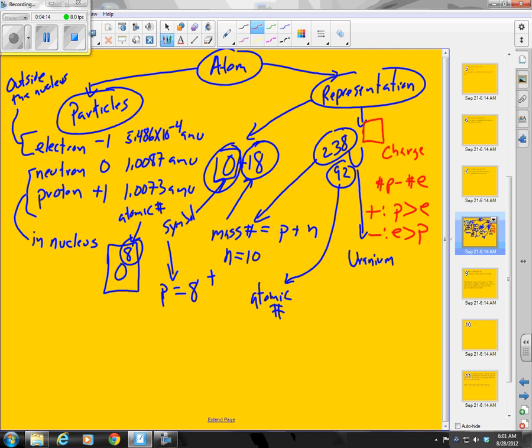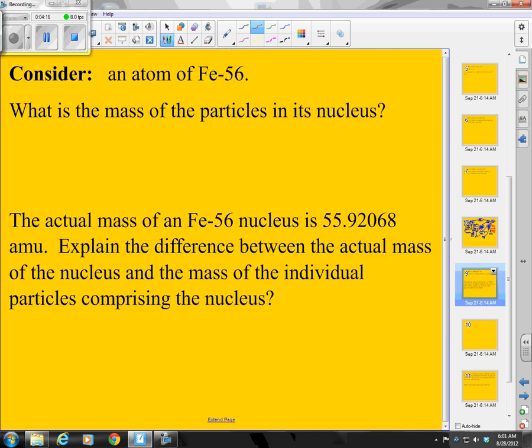Now let's move on. Consider an atom of iron 56. What is the mass of the particles in the nucleus? Okay, so we only want the mass of the particles in the nucleus. What particles are in the nucleus? We want to know the number of protons and the number of neutrons.